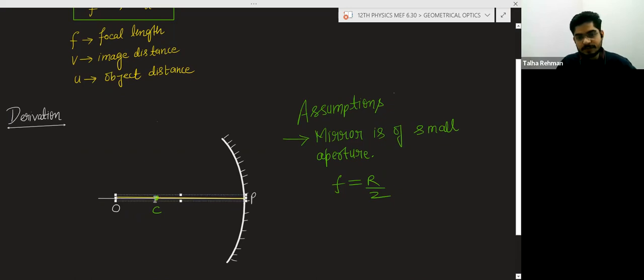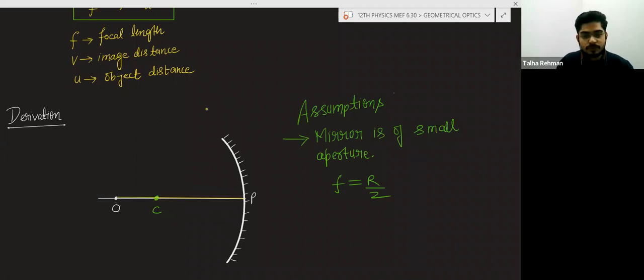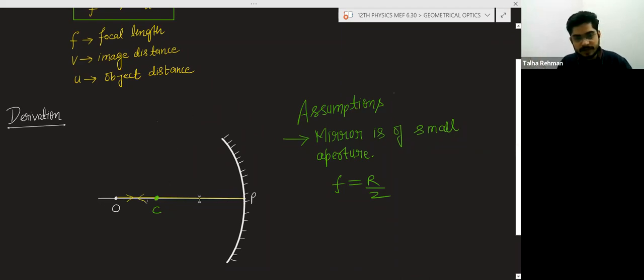And as this ray of light is passing from the center of curvature, it will retrace its path. So going like this and coming like this, simply. So this ray is coming like this. Why? Because this is passing from the center of curvature.